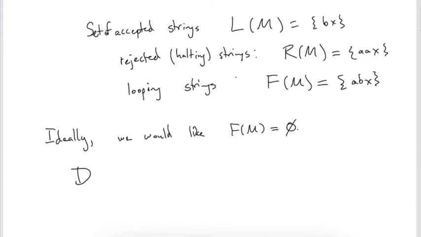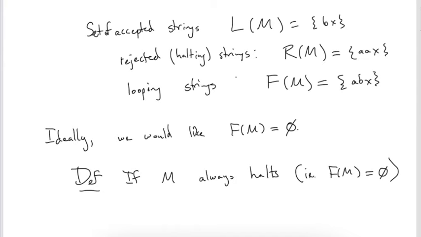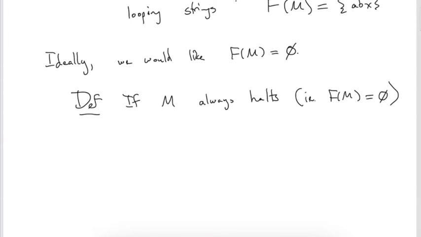So the definition of that: if M always halts, i.e., F of M is the empty set. That is, there are no strings for which the machine loops forever. It either accepts or rejects by halting after a finite number of steps. If M always halts, then it is called a total Turing machine. Total. A total Turing machine is one which has no inputs which can make it loop forever.